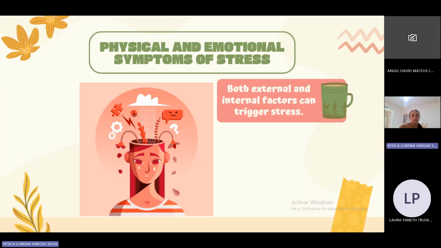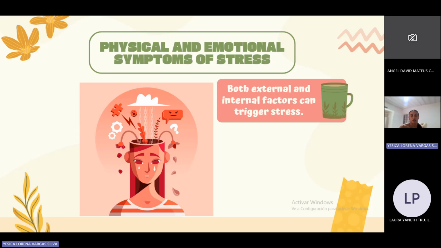Physical and emotional symptoms of stress. Stress affects different people in different ways. Some physical symptoms include headache, stomach problems, tense muscles, and difficulties sleeping. You may notice that your hands shake, your heart beats faster, or you feel tired even after sleeping.